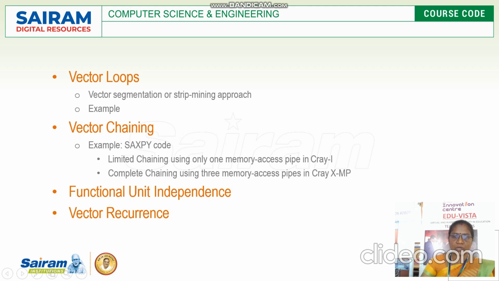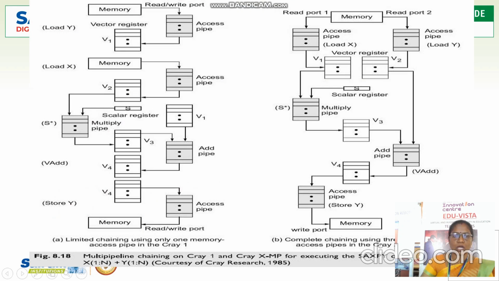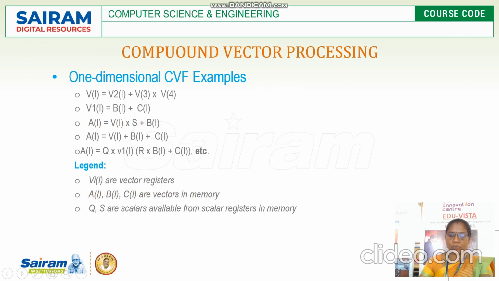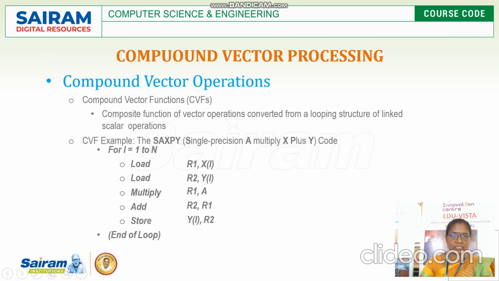Here in the Cray-1 architecture, it is done with one memory pipe. I will show how it is done. Here is Cray-1. This is the sequential execution, and this is the pipeline execution with three memory pipes. First, we will go through the example. What happens in this compound vector function? Load R1, load R2, multiply, add, and store.